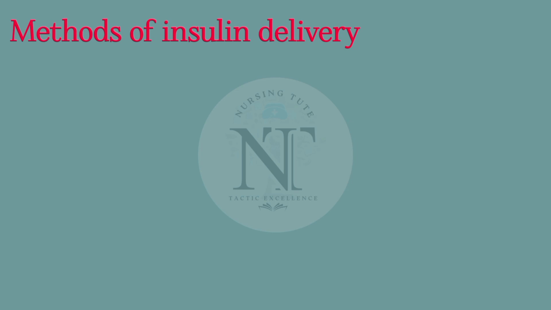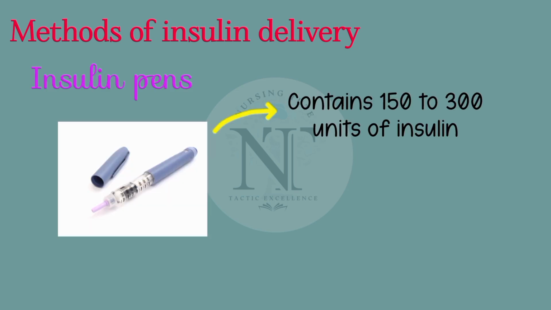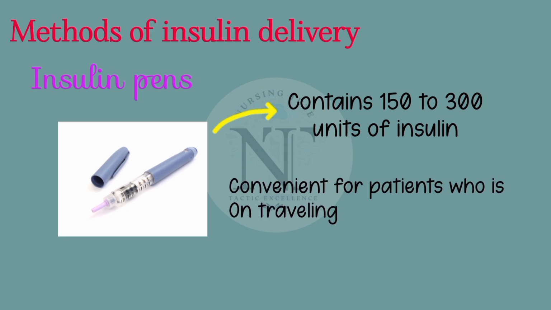Methods of insulin delivery. First, insulin pens. Insulin pens are small and contain 150 to 300 units of insulin, which is preloaded in a cartridge in the pen holder, which uses a disposable needle. It is attached to the device and the patient will inject the insulin by clicking the button on the pen holder, which is very convenient for patients who are traveling and need to take insulin at night.